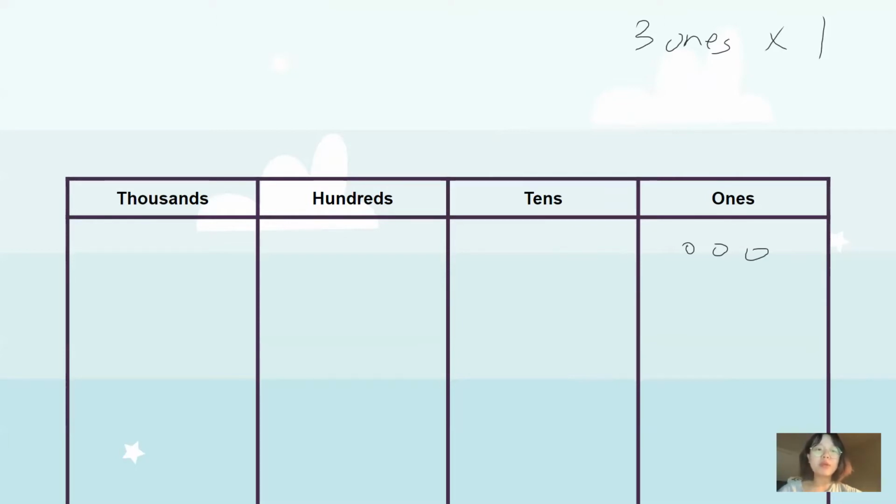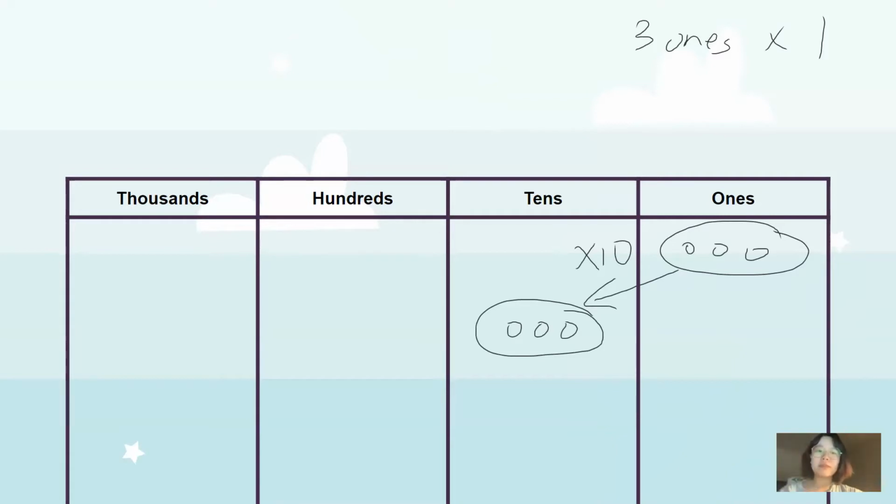And suppose I wanted to multiply 3 ones by 10 instead. How would I do that? We can just move each disk over to the tens place and get 3 tens. So let's group this and move to the tens place, times 10. And that gives us this. So we can also write this down as 3 ones times 10.